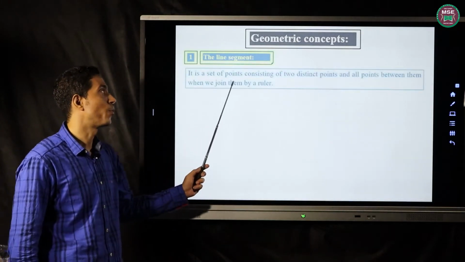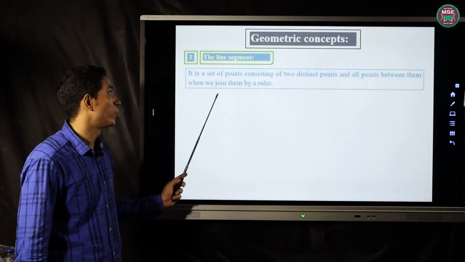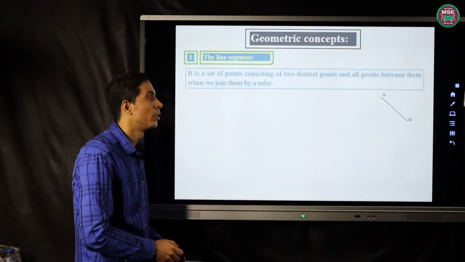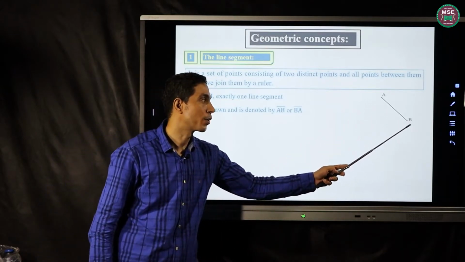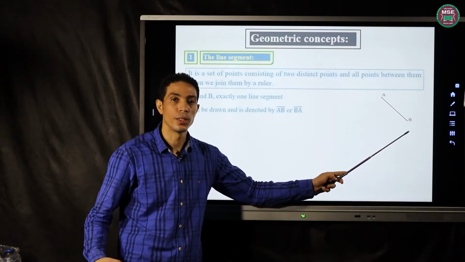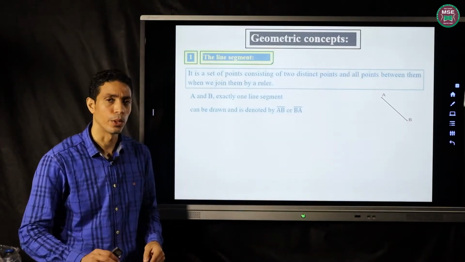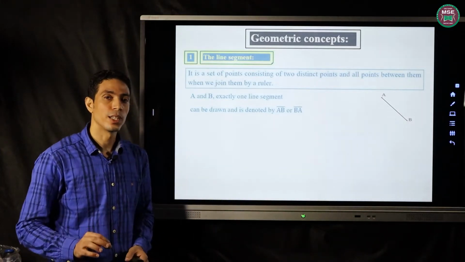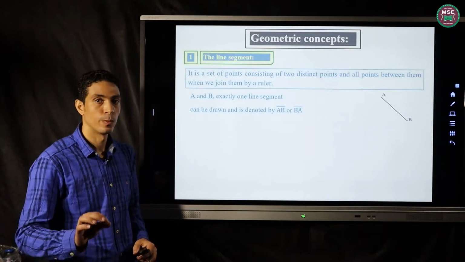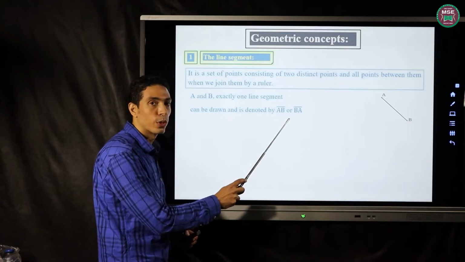The line segment is the set of points consisting of two distinct points and all points between them. We can join them by ruler. Example, if we have line segment AB, it has two starting points, A and B. If A is a starting point, then B is the ending point, and if B is a starting point, then A is the ending point. Or we can say any line segment has two ending points, or two starting points, or two terminal points. Okay, and it's denoted by line segment AB or BA.